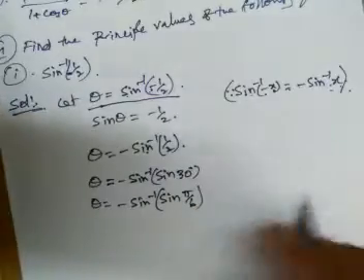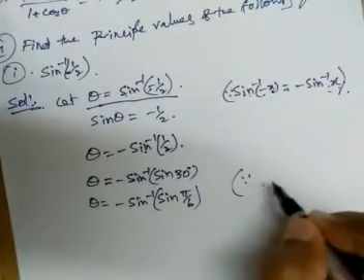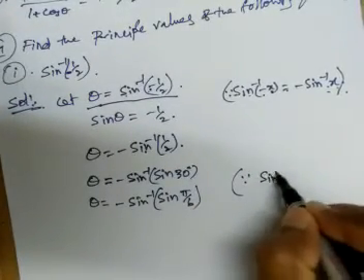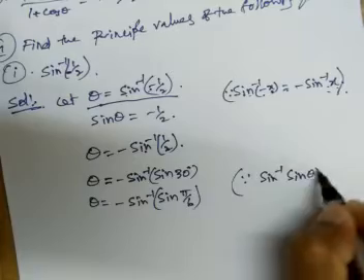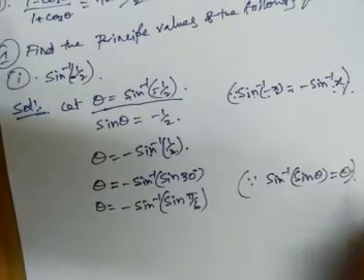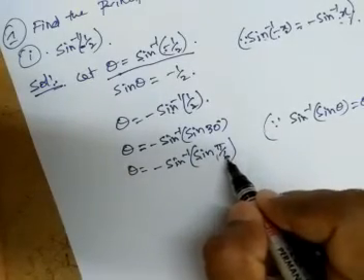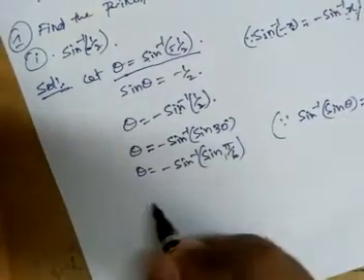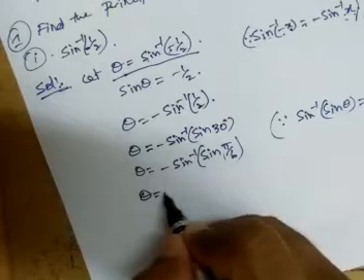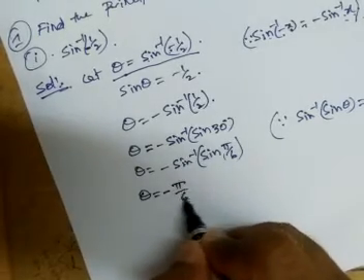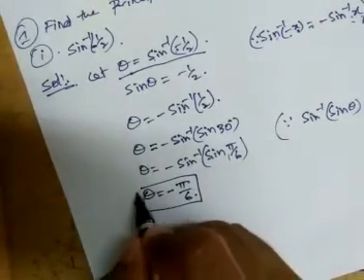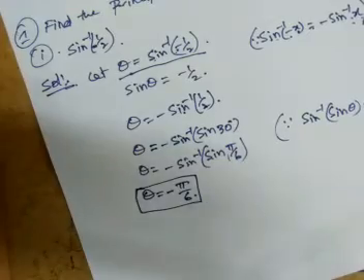So we have one property, that is, the first property: sine inverse of sine theta equals theta. So here sine inverse of sine of pi by 6 can be written as pi by 6. So theta equals minus of pi by 6. This is our required value.